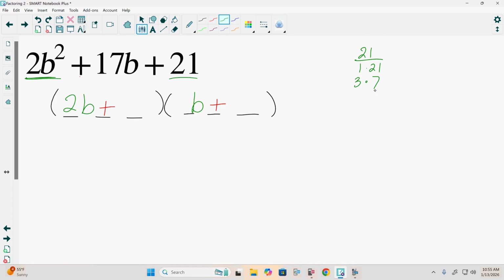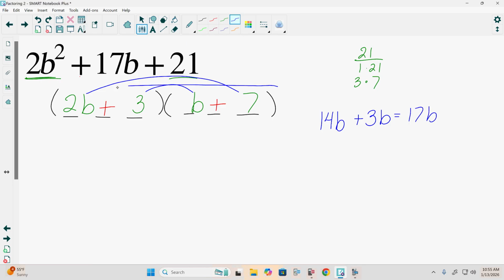What do we want to try first, 1 and 21 or 3 and 7? 3 and 7. Which one do we want to put with the 2b, 3 or 7? And then we're going to check. 2b times 7, positive 2b times positive 7, or 2 times 7 is going to give us 14. And we have the b term. 3 times b, positive 3 times positive b, would be positive 3b, giving us 14b plus 3b, 14 plus 3, would give us positive 17b, which is the middle term that we wanted.